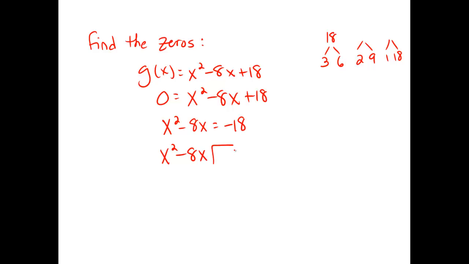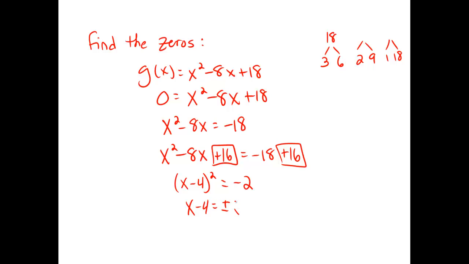Next, we are going to take half of 8, which is 4, and square it, which is 16, and add that to both sides, giving us a perfect square on the left. (x minus 4) squared equals negative 2. Square root both sides. Definitely not going to forget that plus or minus.